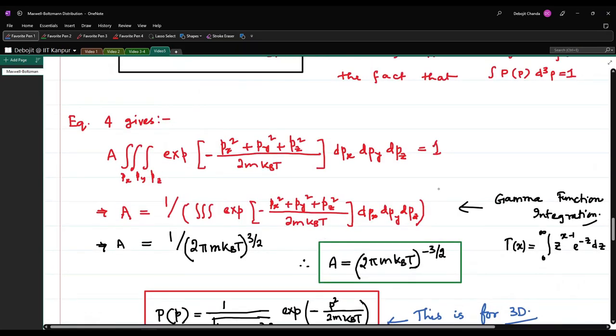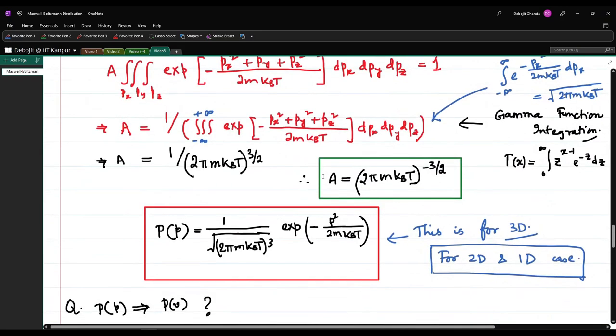Okay, so just let me write this formula which we use. Integration of e to the power minus px square over 2 m kbt, with integration from minus infinity to infinity, dpx. This will give root of 2 pi m kbt, and since here there are three terms, that's why we are obtaining this whole to the power 3. And if there is only one term, we will obtain just this term, and if there are two terms, we will obtain 2 pi m kbt.